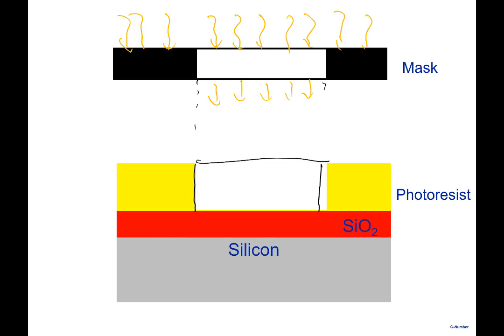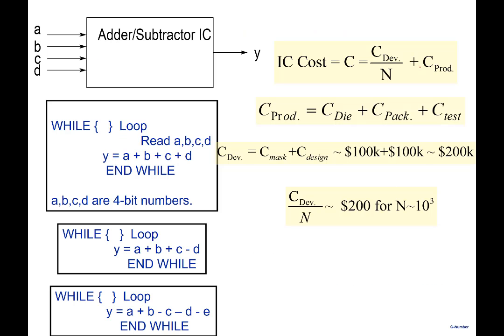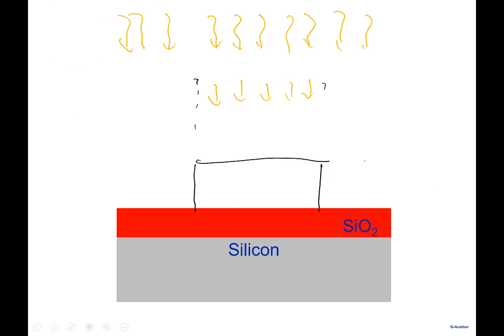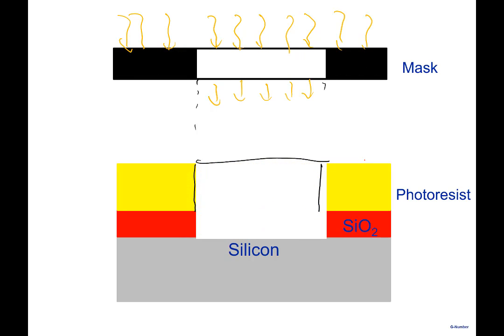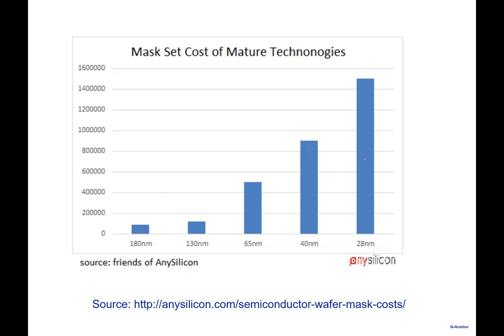And these masks are expensive. The masks may cost you $100,000. In fact, let me show you some actual numbers for the mask here. These are taken from a particular source. These are the mask set costs for different technologies. For a 180 nanometer technology, you can see somewhere in the middle, this is 200,000, 400,000, and like that. Here is the 1 million mark. So this roughly lies around the halfway mark here, about 100,000 or so.